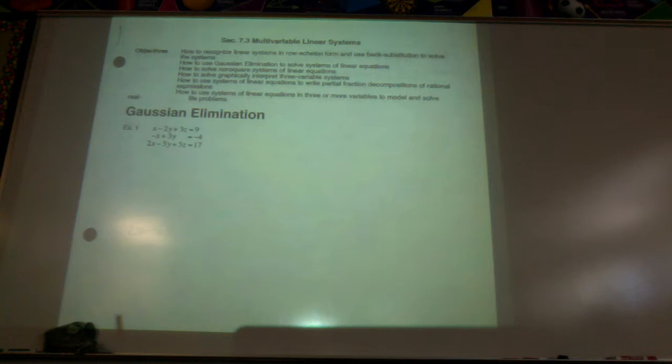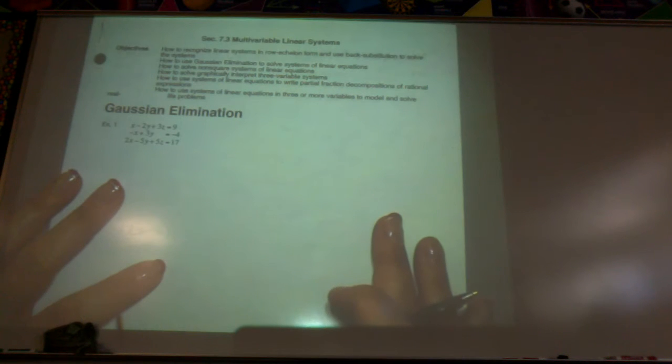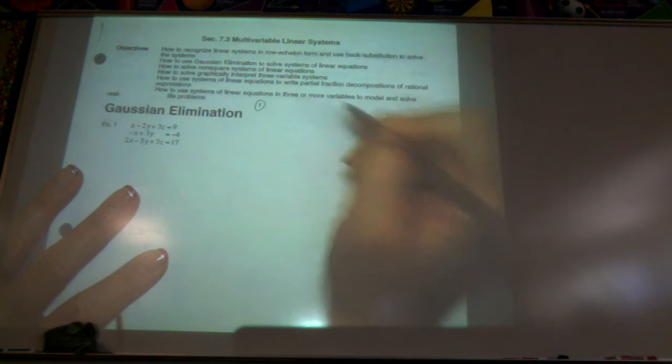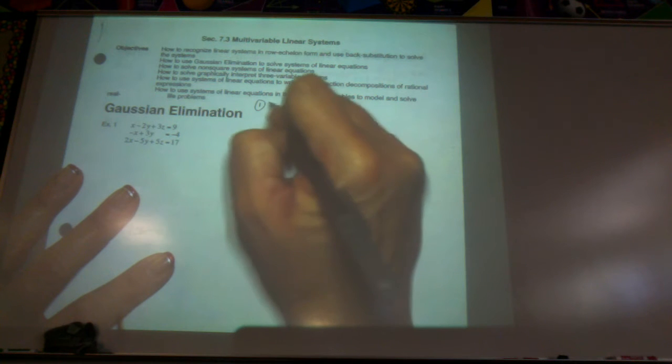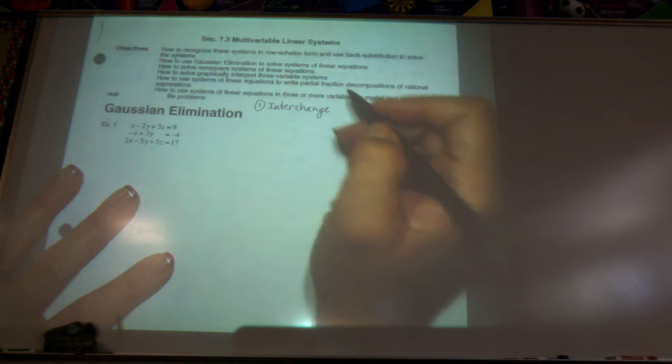So if I were you, I would put over here. This is kind of the process that we're going to go by. And it's kind of a hit and miss little thing. So here's some suggestions. Suggestion 1. We can interchange two equations.